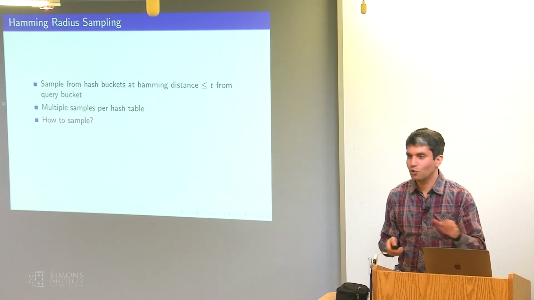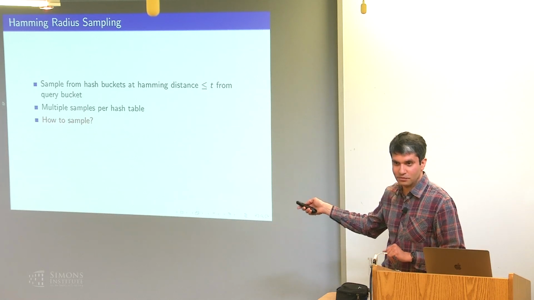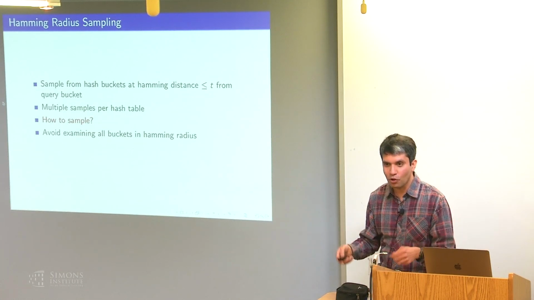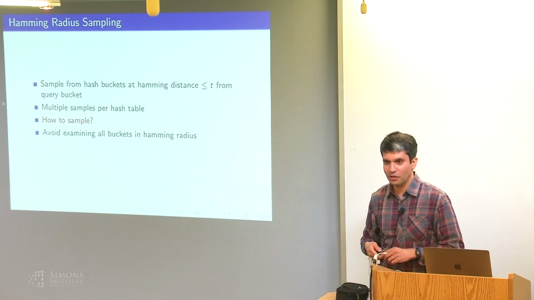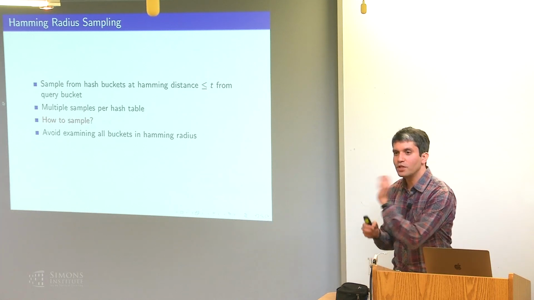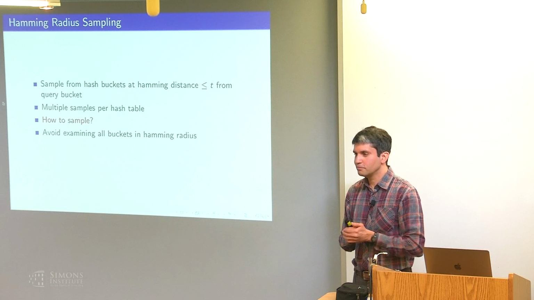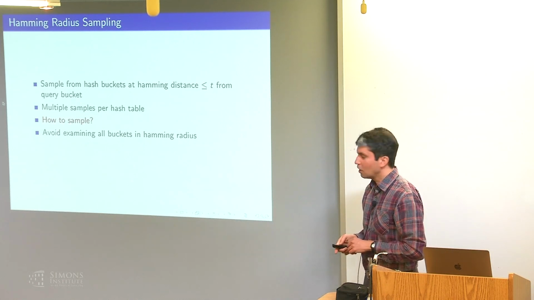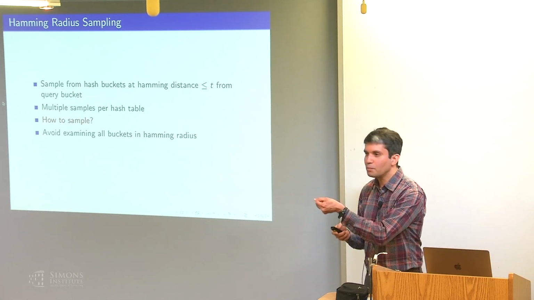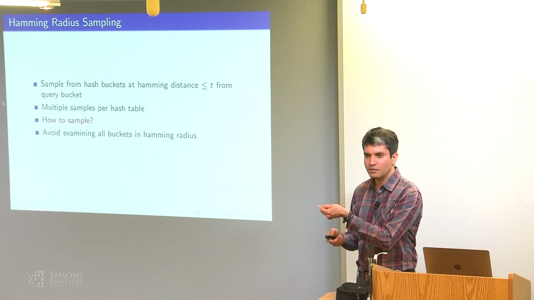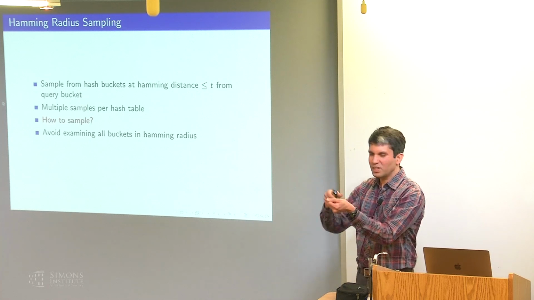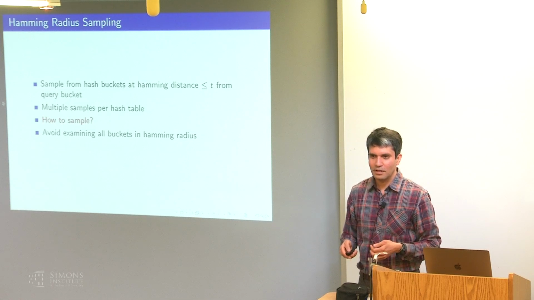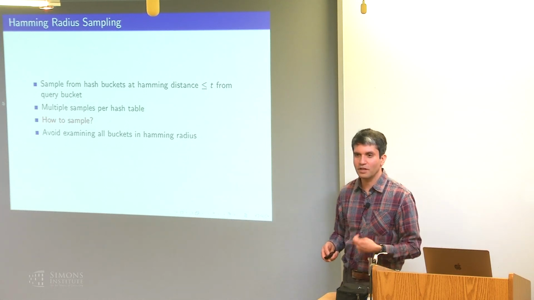How do we sample, right? That's the question. You don't want to actually examine all the buckets in this particular Hamming radius. Imagine you have this 20-bit hash table, which has 2 to the 20 entries. You know the query falls into one bucket. I want to pick a random element from amongst all buckets that are within Hamming radius 5 of this. How do I do that? I don't want to go over all the 20 choose 5 different Hamming buckets.